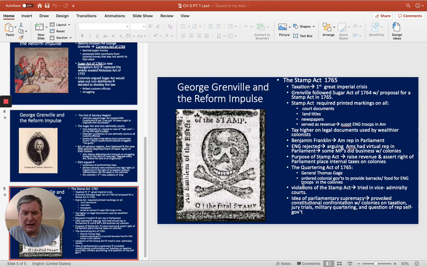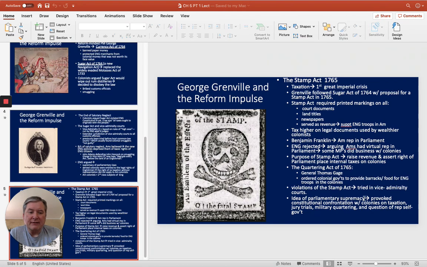Oh, the fatal stamp. Do you remember the fatal stamp? Where they taxed everything, court documents, land titles, newspapers. And this was all serving as revenue to support the English army that's in America, protecting the Americans from Native Americans, etc. And then we throw into this the Quartering Act, where the colonists were required to support and let British soldiers live in their barracks. This is irritating to the colonists.